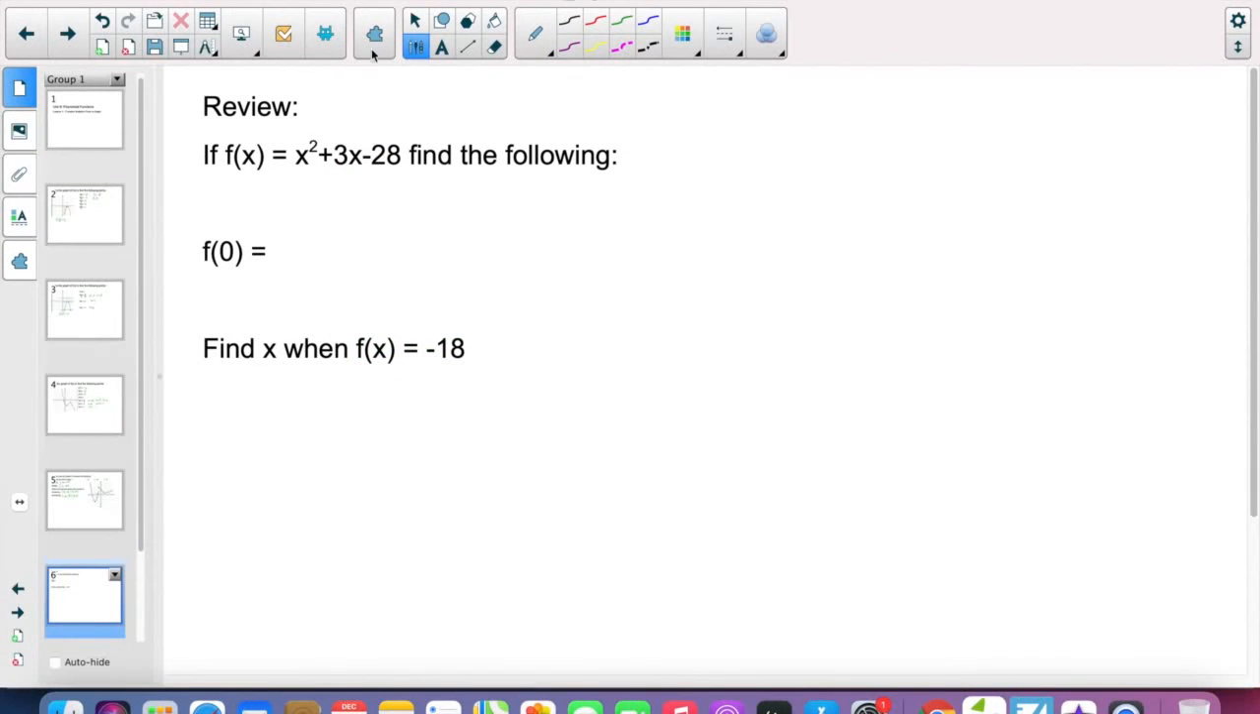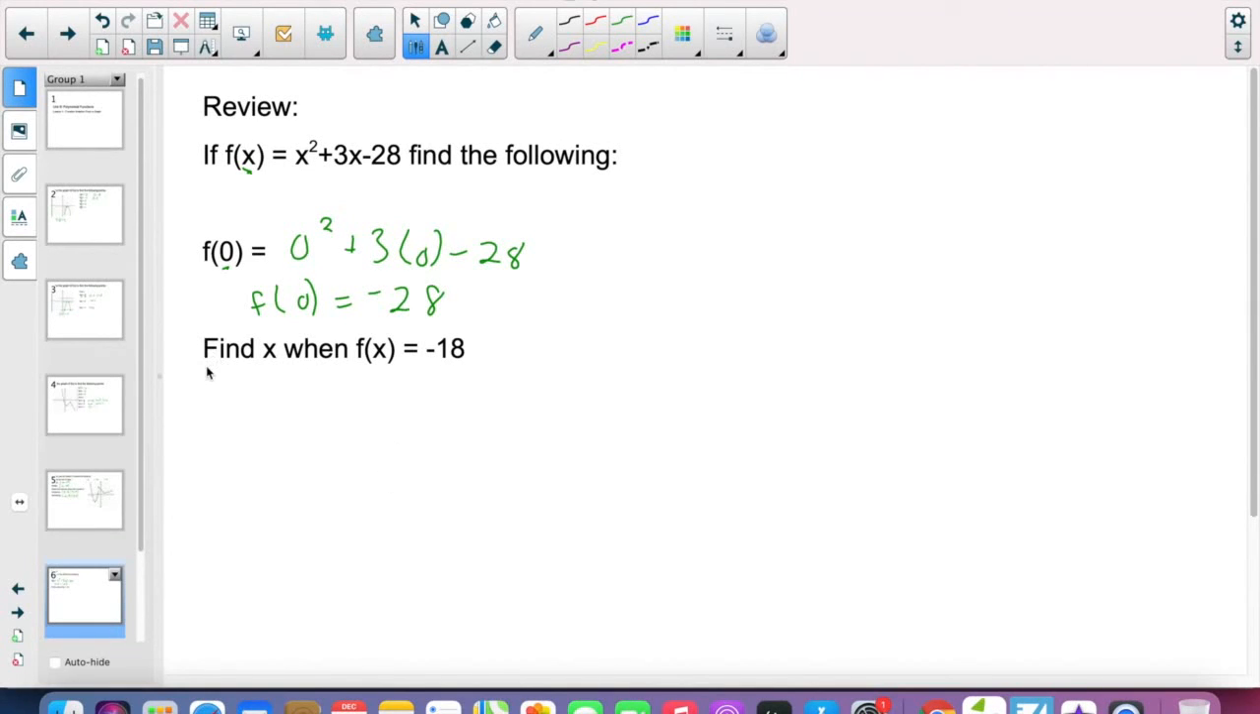And then in the last examples, we're talking about plugging into algebraic functions. So for this one, f of x equals x squared plus 3x minus 28. If they ask us to find f of 0, what they've done here is they've replaced this x with 0. So they want us to replace all of these x's with 0. So we would have 0 squared plus 3 times 0 minus 28. And if we solve that, we have 0 plus 0 minus 28. f of 0 is equal to -28.